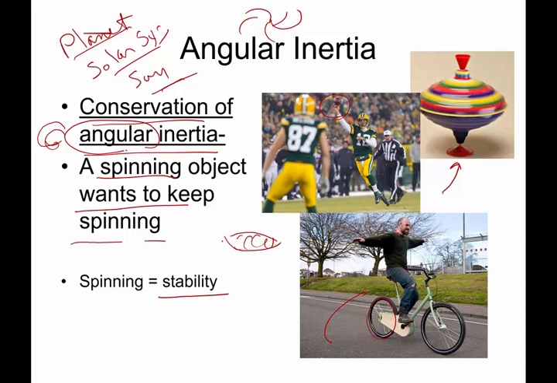But if the wheels are spinning, it is very stable in that orientation and it's going to want to keep spinning. And we see the same thing with planets and solar systems and the sun. They have been spinning for billions of years and they're going to keep on spinning. They are quite stable in their orbits because of this concept called angular inertia.